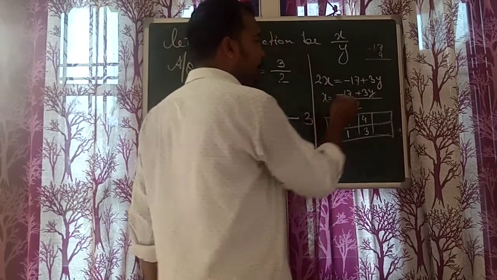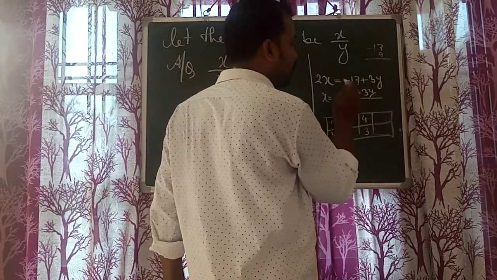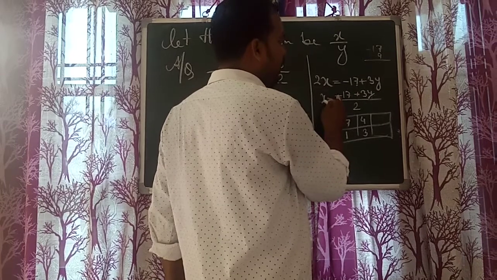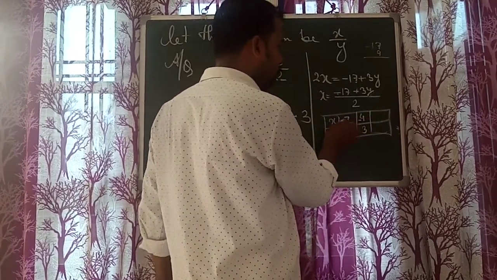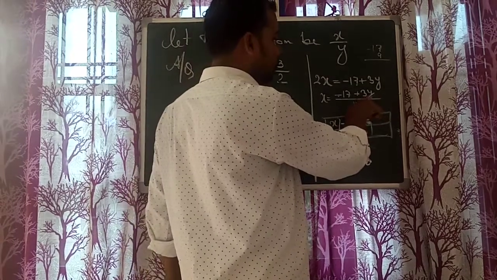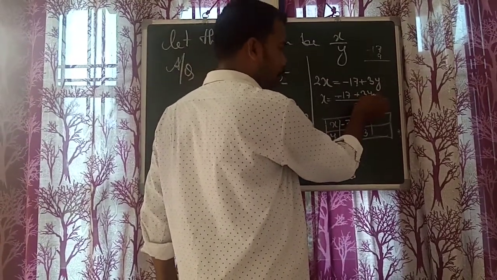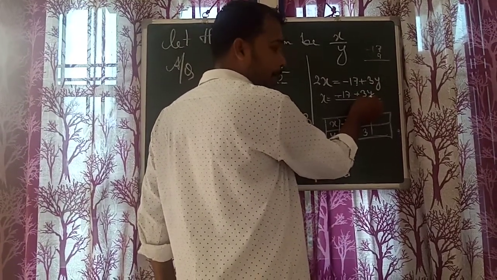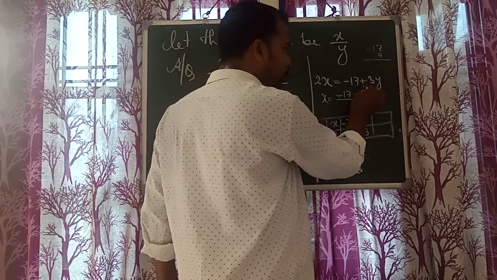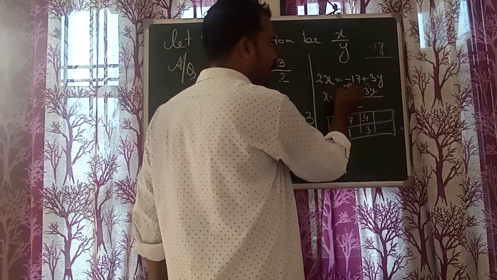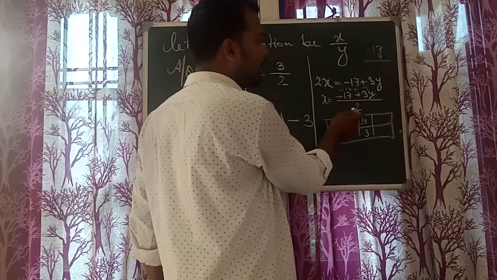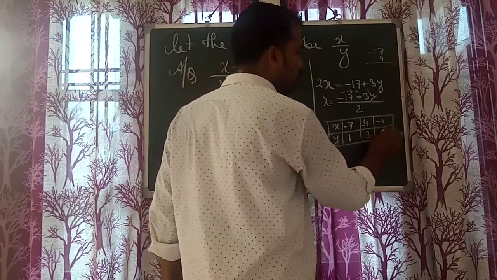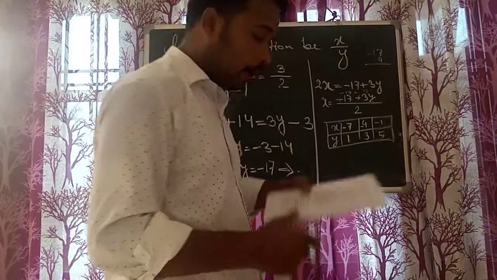Okay, then if you put here 5, 3 fives are 15, then here minus 17. Sorry, here minus sign you have to put. If you put here 5, then 3 fives are 15. Here you are getting 15 and here minus 17. Then minus 2 will be left. Minus 2 divided by 2 is equal minus 1. Okay, like this way we have to do.